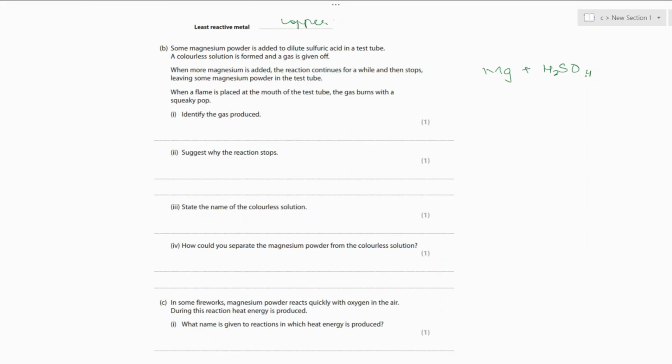So, what would be the gas produced? You can even write the reaction. What would be the gas? Hydrogen gas. Okay. Why did the reaction stop when you added more metal?